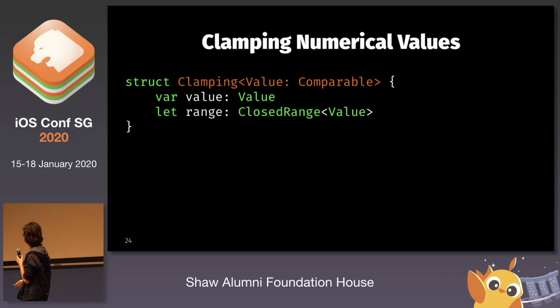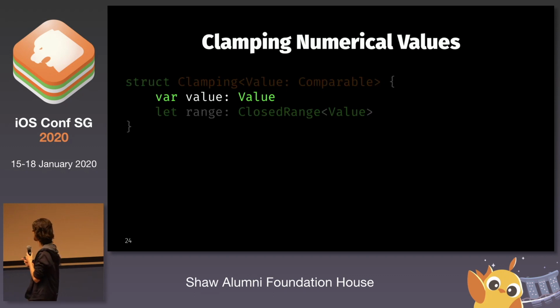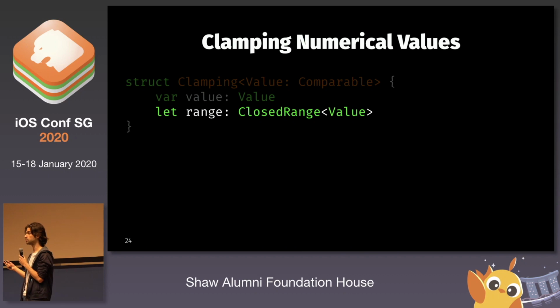We begin by implementing a plain old struct. It's called Clamping. And inside, it stores two things in its state. The first thing is a mutable property called value. So this is the value we are going to store in the wrapper. And the other one is the range that we are going to use in order to clamp the value. Pretty straightforward up to now.